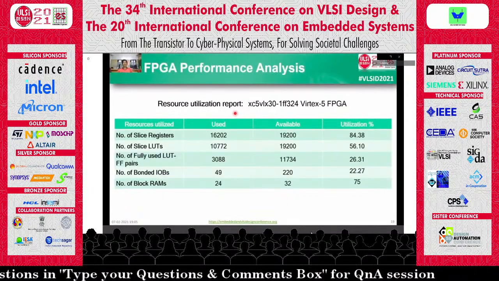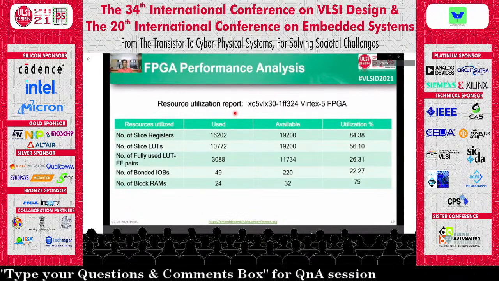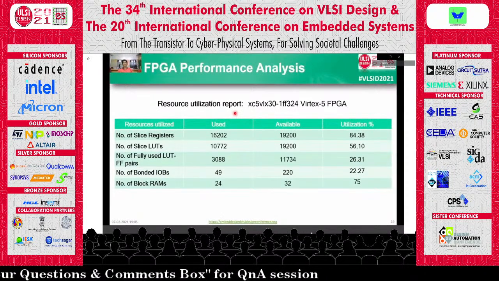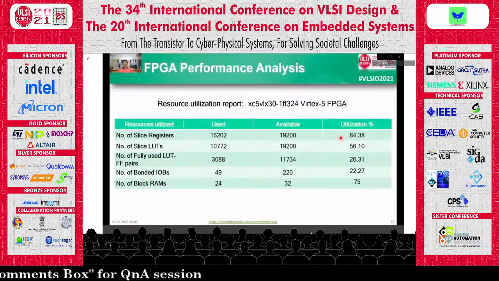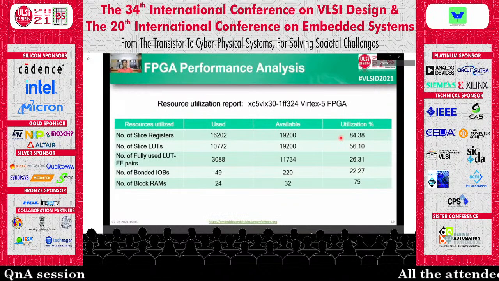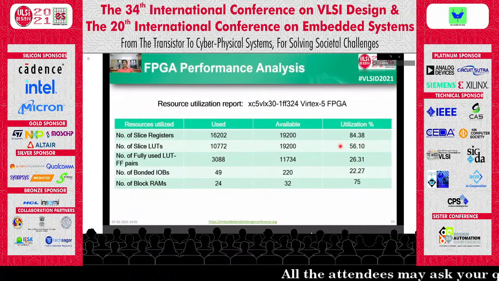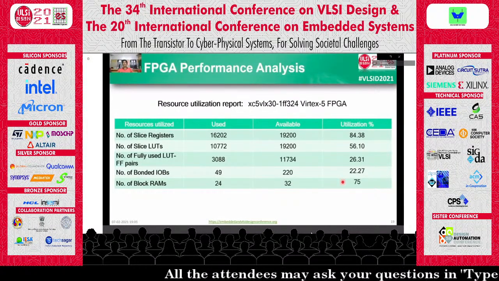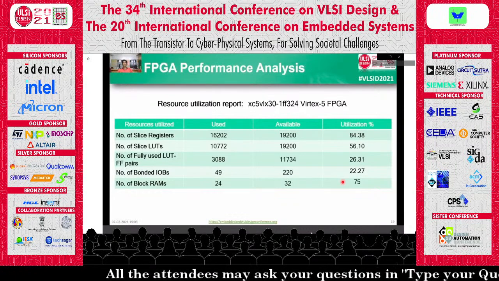Also, we have implemented our proposed architecture in Virtex 5 FPGA using Xilinx tool. The resources utilized are 84.38% utilization for slice registers, 56.10% utilization for slice LUTs, and 75% utilization for block RAMs.